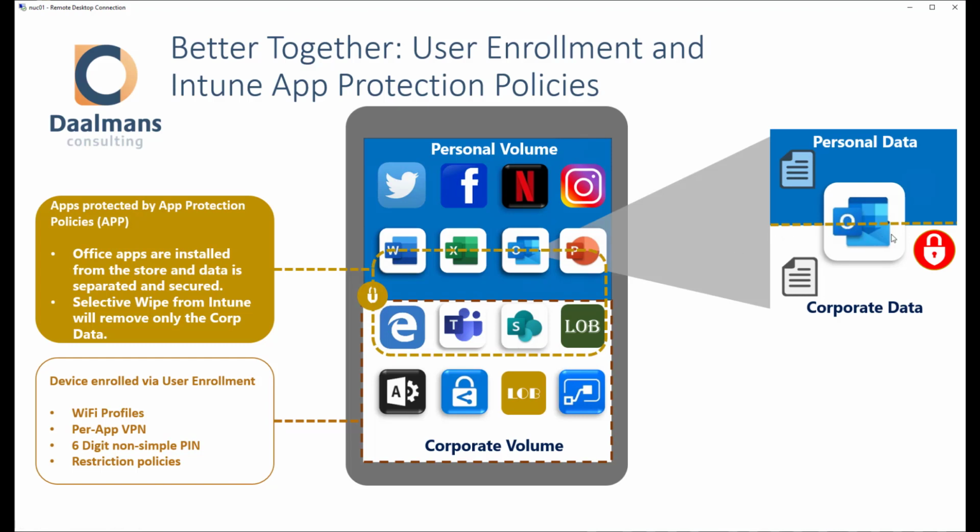Whereas if you would use device enrollment, then Intune would take ownership of the Outlook app during enrollment. And when unenrolling the device, Outlook would be removed. In this case, Intune doesn't have ownership of the personal Outlook app. It only has ownership of the corporate data, so it will only remove the corporate data and not the complete app, which is, to me, a way better and more user-friendly scenario.